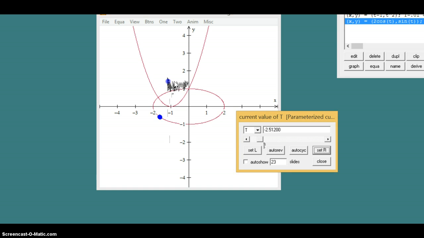Okay, so as t runs through these values from negative pi to pi, you can see they do not collide at the left-hand intersection. There's a chance they could collide at the right. Not quite. They miss.